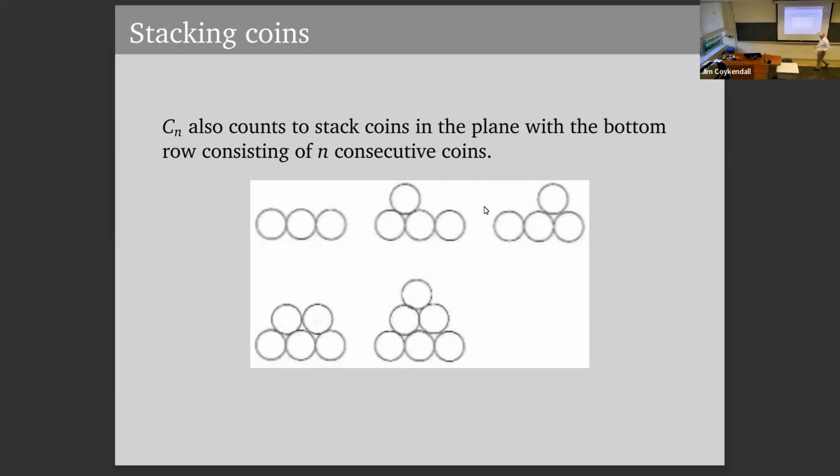So what I'd like you to do now is to have some paper if anyone wants it, and you can work in groups or individually, and if anyone wants pencils or pens, here they are. So 5 is the 3rd Catalan number, 14 is the 4th Catalan number. Try to see if you can write out all 14 ways to stack coins with 4 consecutive coins on the bottom.